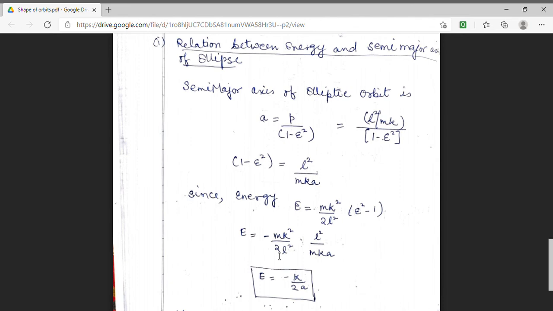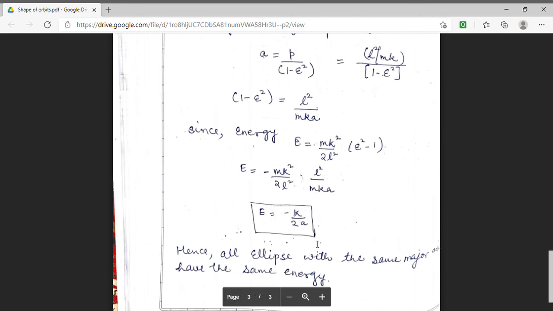We can say that for those orbits for which the semi-major axis a is the same, all orbits will have the same value of energy, because energy depends only on the factor a, as k is a constant. It depends only on a. If a is the same, then the total energy of orbital motion will be the same. So E can be expressed as minus k upon 2a.